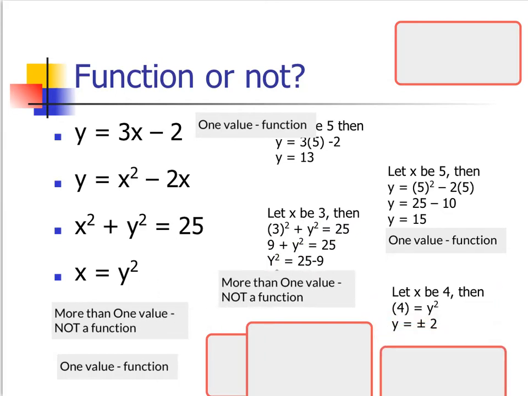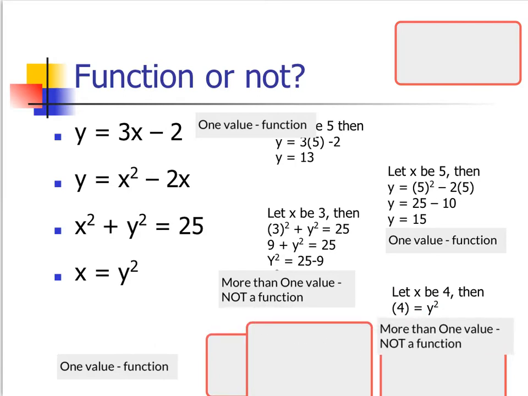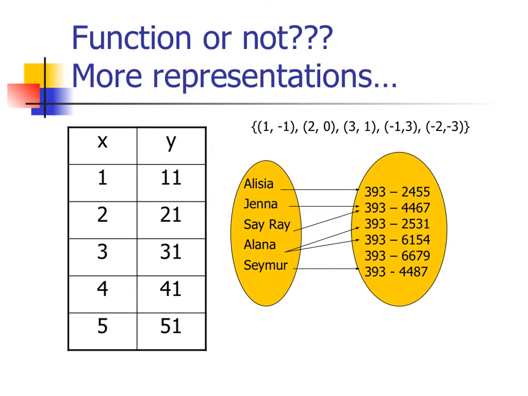And lastly, we're going to put 4 into this equation for x, and we get 4 equals y squared, and again I have to square root, so I end up with plus or minus 2, so more than one value, so not a function. So from our last two examples, we know that if we have more than one value of y for an x value, then it's not a function.